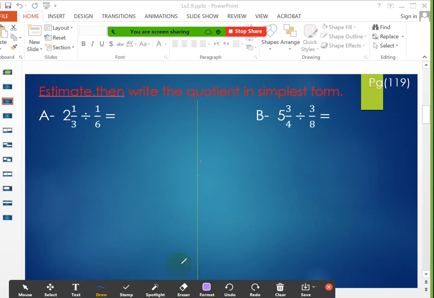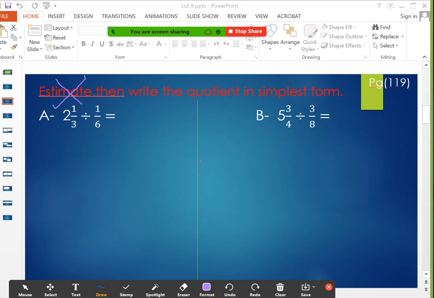Now, girls, first thing it tells me is to estimate, then write the quotient in the simplest form. So I will not estimate because I estimate many times in many exercises. The most important thing is how to find the quotient in simplest form. Okay. So how will I do it?